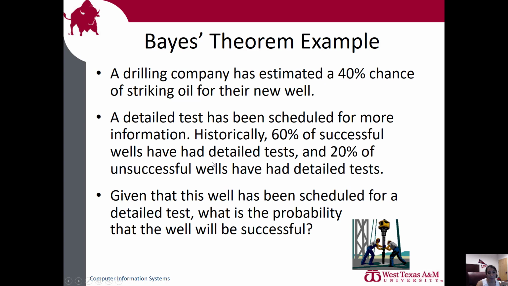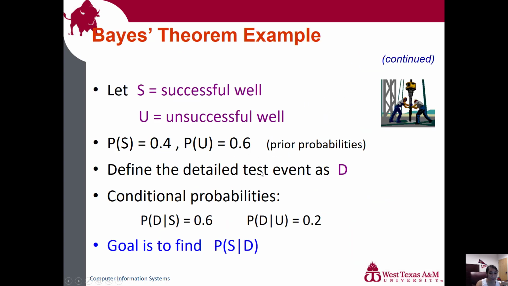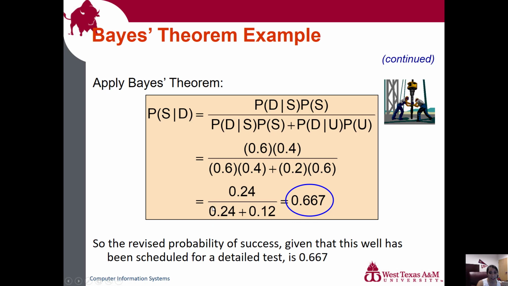But now we have new information. We now know that we're going to be using a detailed test. And so how does that detailed test and this probability of a success impact our initial probability of success? So basically our goal is to find the probability that we will have a successful well given that we have a detailed test.